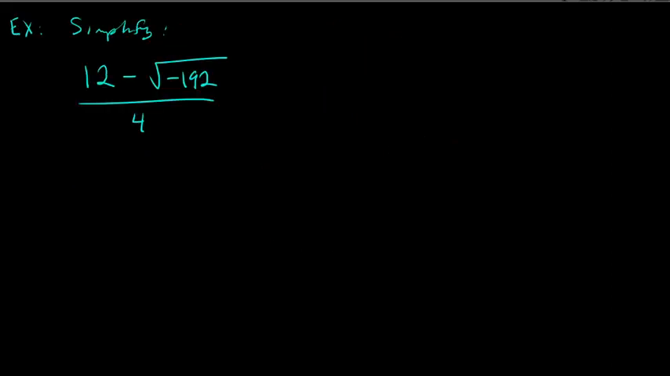Okay, so I think we'll do one more example. And this is going to come in useful for chapter 11. We want to simplify this expression here: 12 minus the square root of negative 192, all divided by 4. Okay, so how do we simplify this kind of thing here? Right. So there are a couple of issues here that you have to be very careful of. You see a negative on the outside and a negative on the inside.